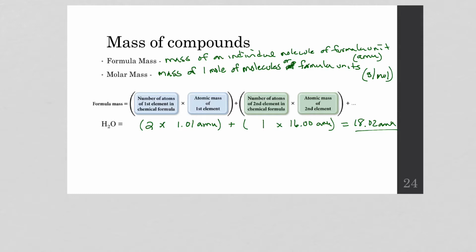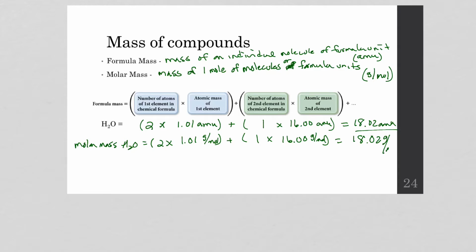And that's going to be the formula mass, or the mass of 1 molecule of water. Now, if I want to do the molar mass of water, it's going to be the same idea, except instead of using the atomic masses, I'm going to use the molar masses of the elements. So 2 times 1.01 grams per mole for hydrogen, plus 1 times 16.00 grams per mole for oxygen, and I get the same numeric value, but in different units.